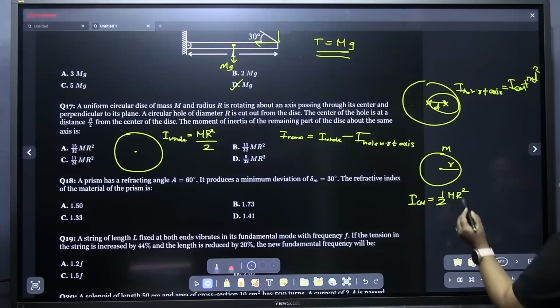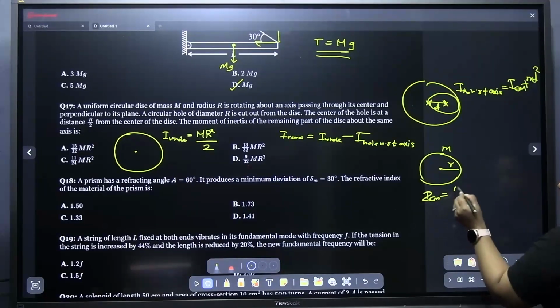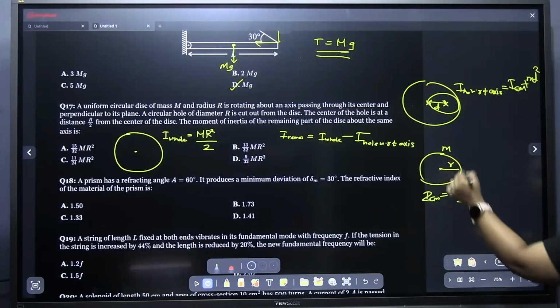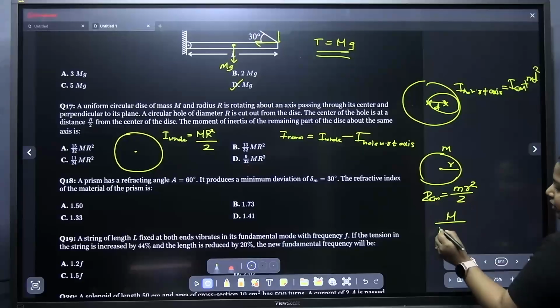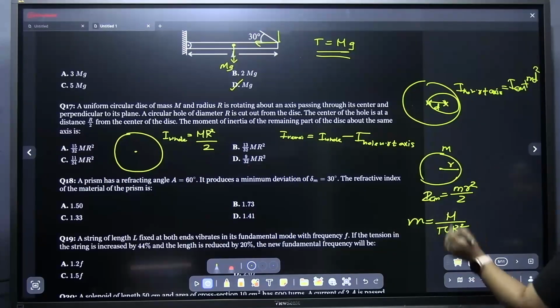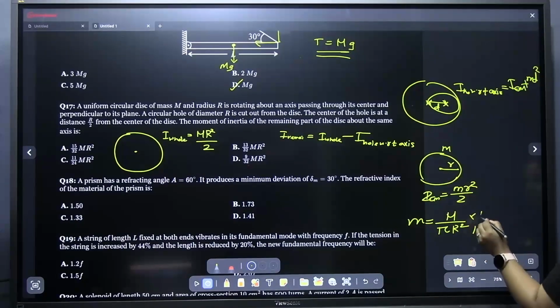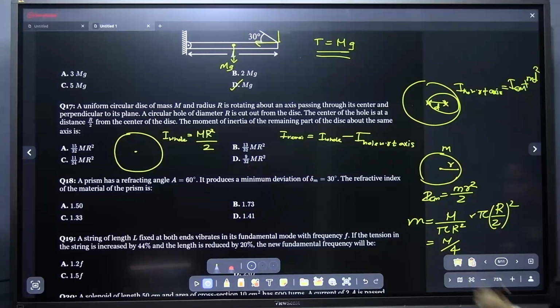So I CM is equal to small m r square by 2. We don't know the mass of this. To find it, we take total mass m divided by total area pi r square, that is the density. Small mass is this into the area of the hole, that is pi into r by 2 the whole square. From this you will get small m equal to m by 4.